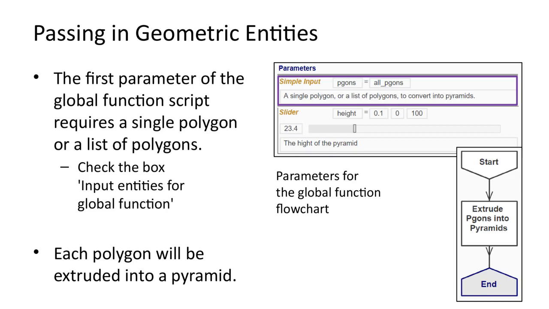When we look at the global function start node, we see that there are two parameters. The first parameter is the input polygons. The second parameter is the height of the pyramid. The first parameter requires a single polygon or a list of polygons. In the parameter settings, there is a checkbox that needs to be ticked, called Input Entities for Global Function. Ticking this box ensures that Mobius interprets these inputs to be IDs of geometric entities. These polygon IDs will be passed in by the main script.